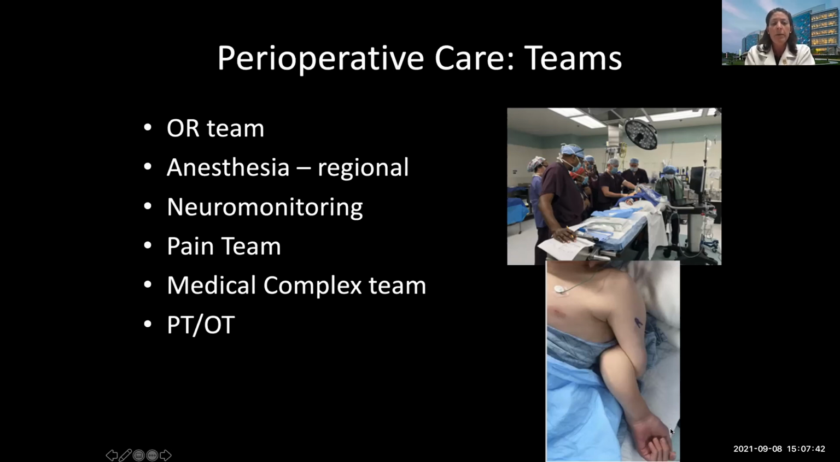Neuromonitoring is something that we will use in select instances. And this is a way of monitoring nerve function and the spinal cord health during an anesthetic event. The pain team plays an important role in helping each patient manage and control pain. Pediatricians and other medical doctors help us manage the other aspects of care other than the surgical ones. And of course, physical therapy and occupational therapy.